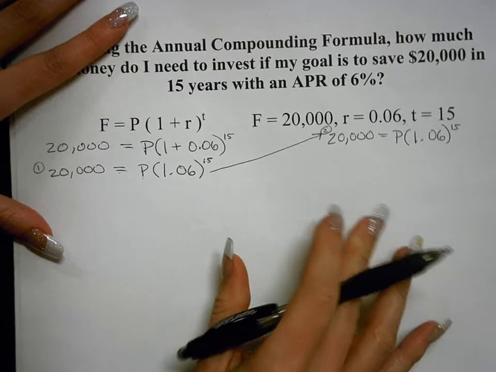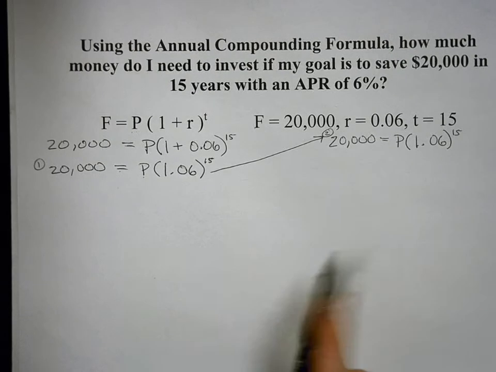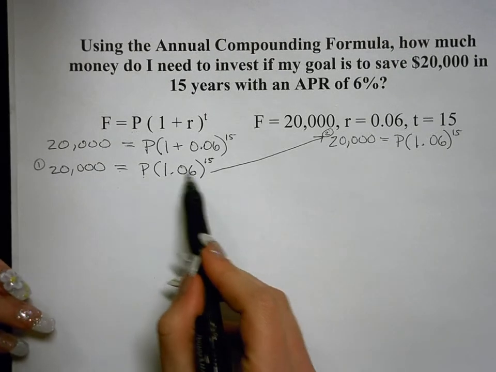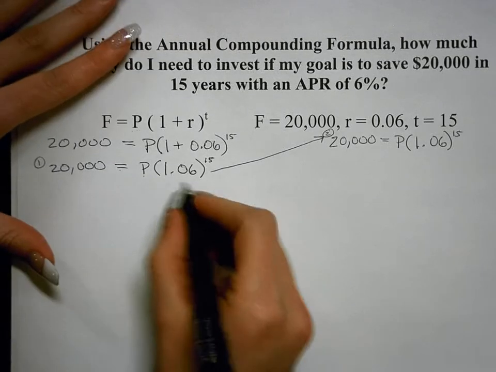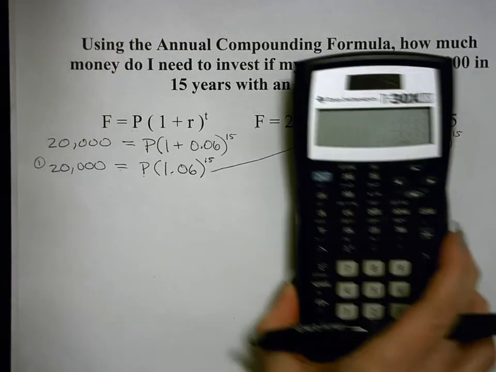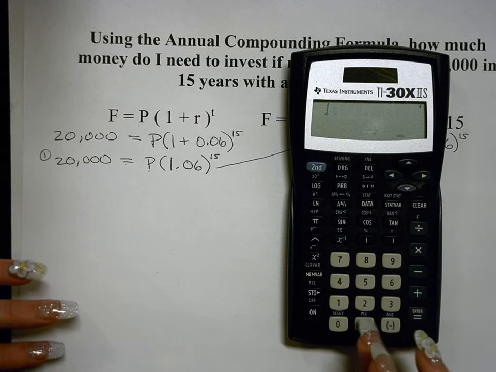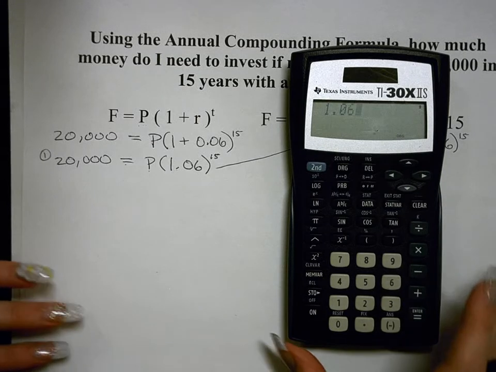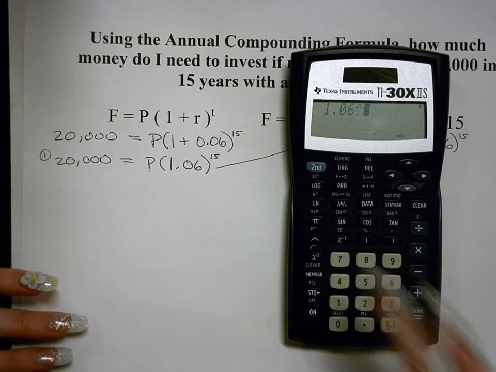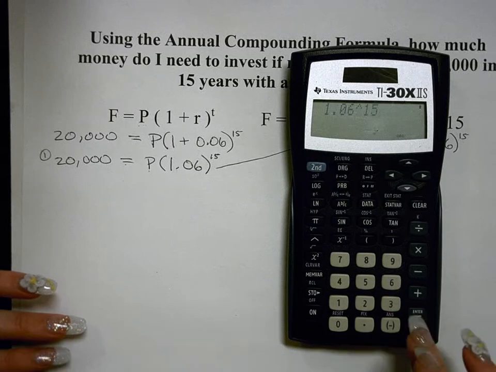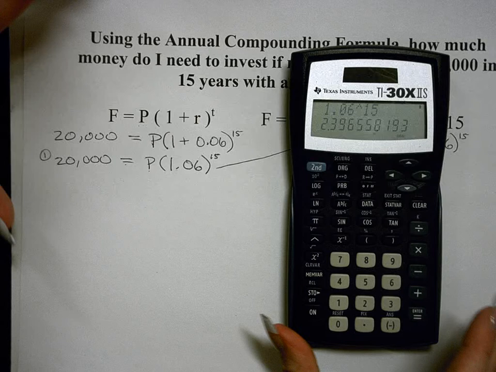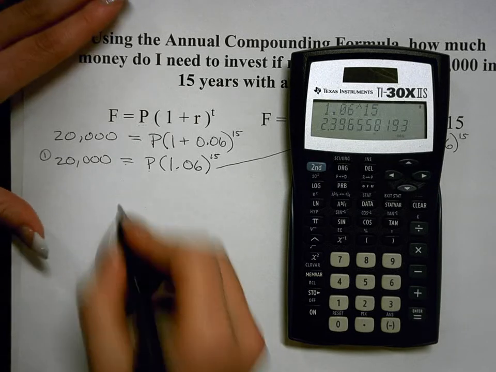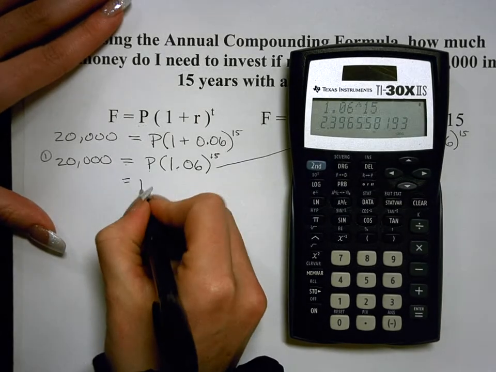power. So one way to solve this problem is just to figure out what 1.06 to the 15th power is. Now, when we put that into our calculator, we go 1.06, raise that to the 15th power and hit enter. Now we get a really, really big number, and when you're doing these types of problems, you have to write out that really, really big number, or else your answer is going to be off.